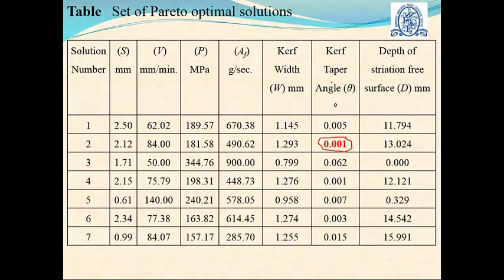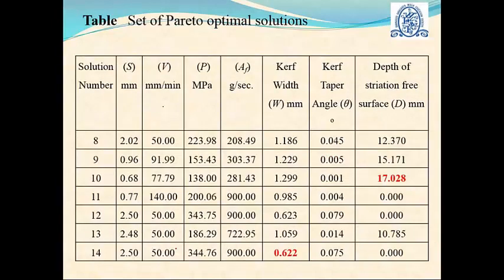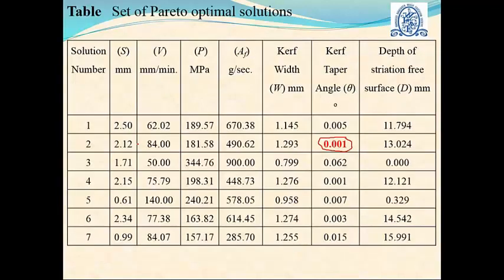It means that if at a particular point of time kerf taper is very important for him, then he can choose solution number 2, which is already an optimized solution. Similarly, in another scenario, if kerf width is more important, then he can choose solution number 14. In other scenarios, if the depth of striation free surface is important, he can go for this point, that is solution number 10. And for any other scenario, he can choose any optimal solution from this list of 14 solutions. So this is what we have discussed, how we can deal with multiple objectives in all the 3 categories of multi-attribute or multi-criteria decision making problems. Thank you.